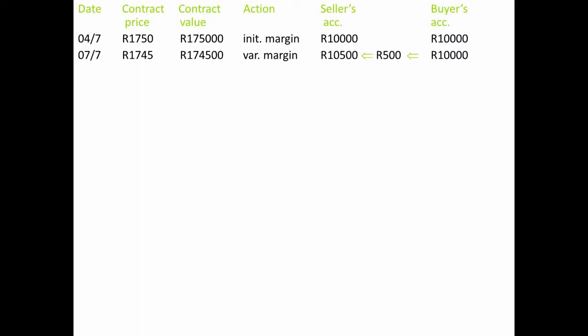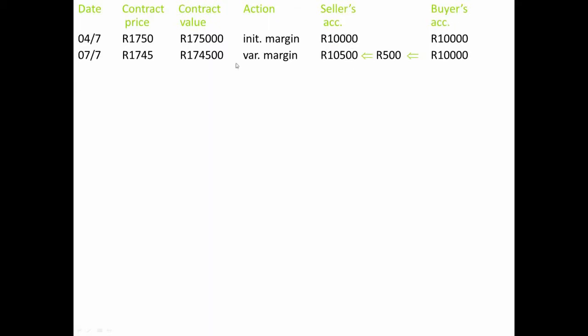Let's continue with our transaction. Now, the 4th of July was a Friday, so the 7th of July would be a Monday. And we see that the price went from 1,750 to 1,745. So it dropped by 5 Rand per ton. Now, what happens? Remember, on Friday, each person was required to put in a down payment of 10,000 in their respective accounts. Remember that any transaction of this nature is a zero-sum game. In other words, if the seller gains, then the buyer would lose, or the other way around.